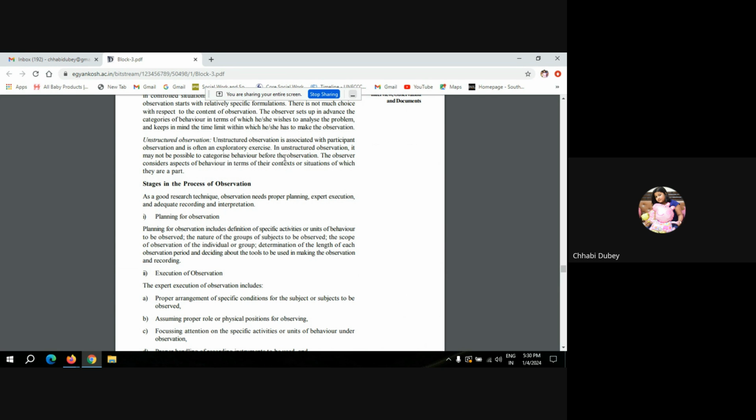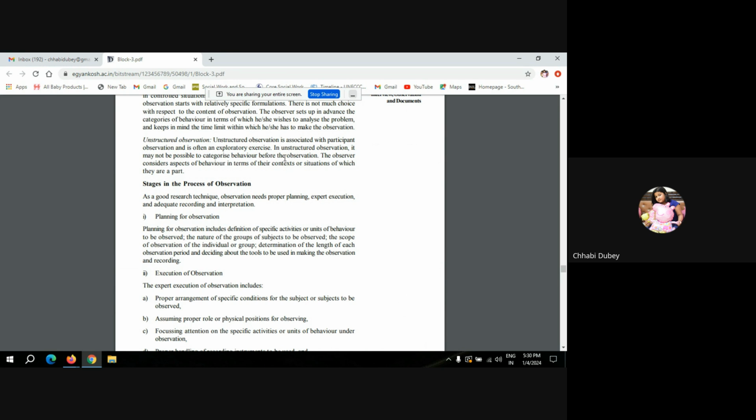So planning will involve defining specific activities or units of behavior that have to be observed, the nature of the groups or subjects that we will observe, the scope of observations. All of these things we are going to plan beforehand. Second is the execution of observation, where we will actually go and start our observation. For that also, we need proper arrangement to finally observe the subjects.